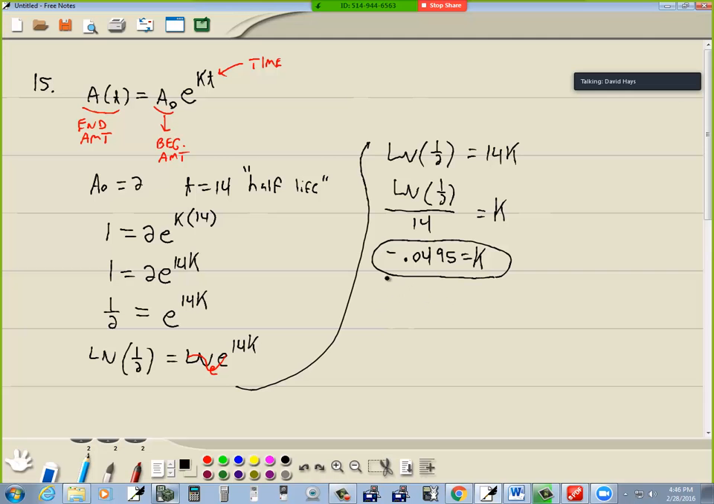What that means is we're now going to plug that k back into our formula. So A of t is going to equal our beginning amount. The beginning amount they told us was 2. And then e to the k, which we just said was negative 0.0495, times t. Okay, so that's our function.